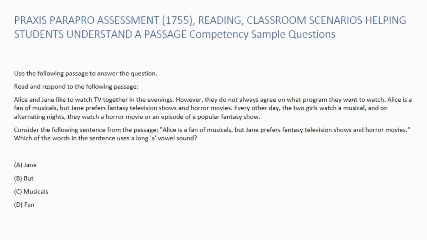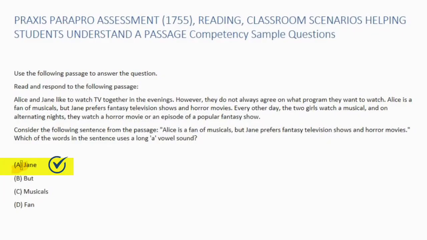Well, the letters A, E, I, O, and U are called vowels and can make long or short sounds based upon many different factors, such as the ordering of letters in a sentence. In this particular example, the word Jane uses a long A vowel sound. Because there is an E at the end of the word, the vowel sound preceding the silent E makes a long vowel sound. Answer choice B, but, has a short U sound. Musicals, for answer choice C, has the long U sound, and D, fan, has the short A sound.